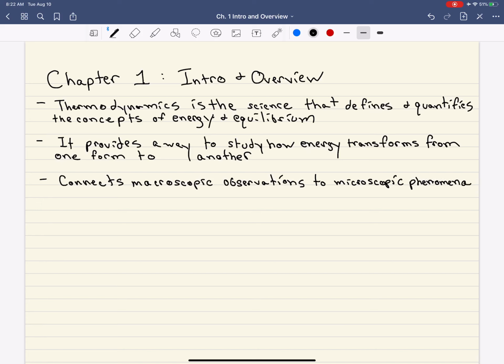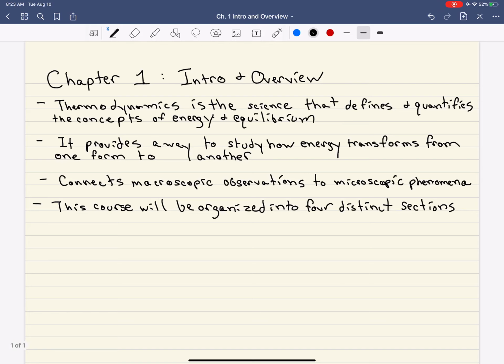All right? And so that is going to be the focus of the course, understanding how energy and equilibrium are related to the specific properties of molecules. And so for this semester, our course is going to be split into 4 distinct sections.